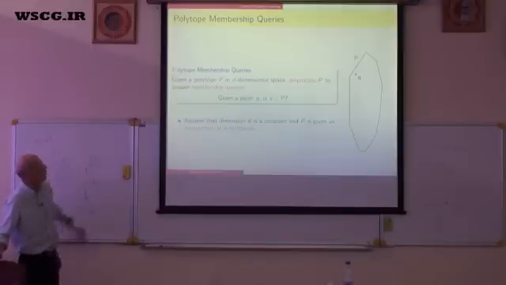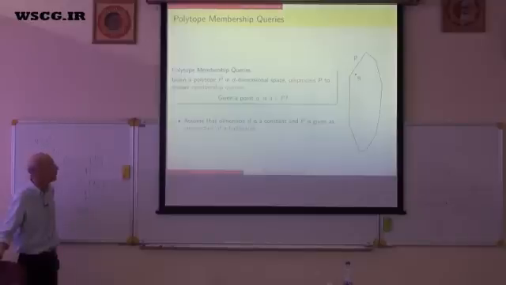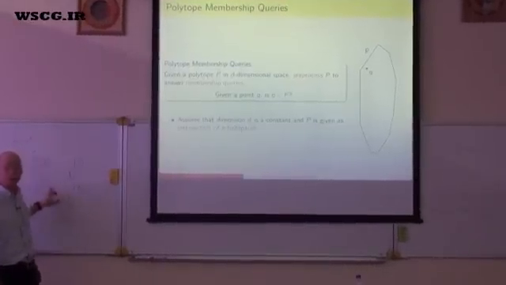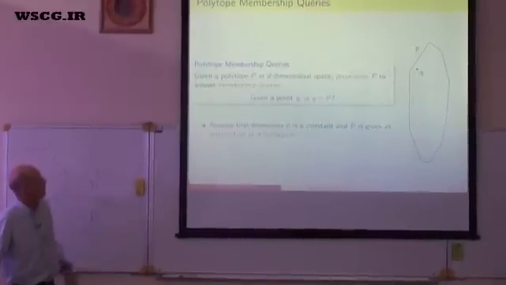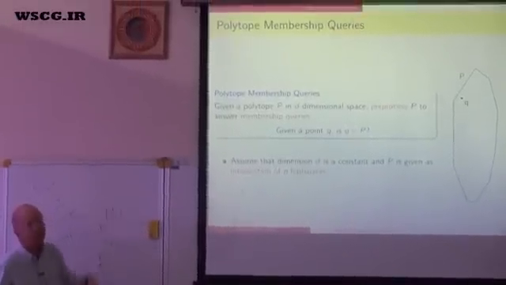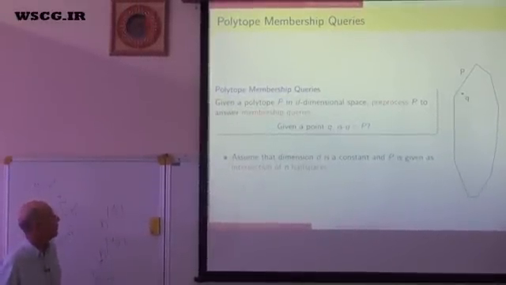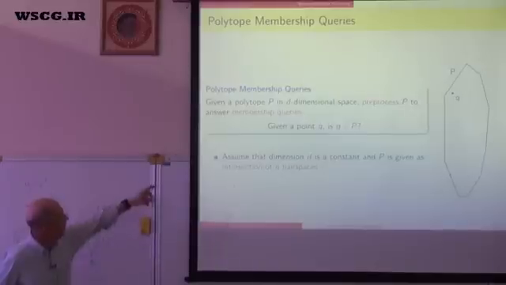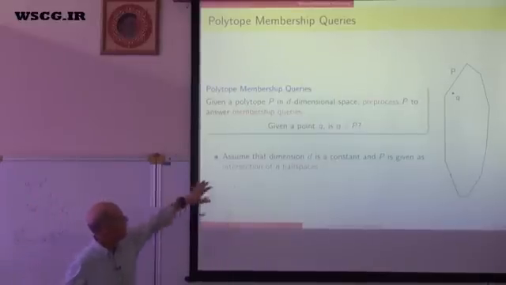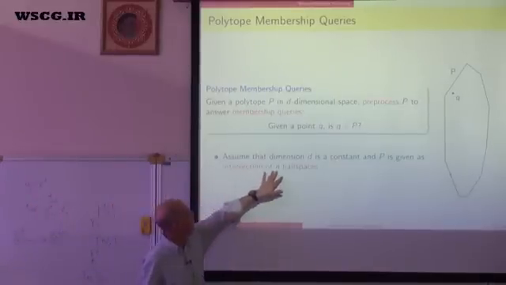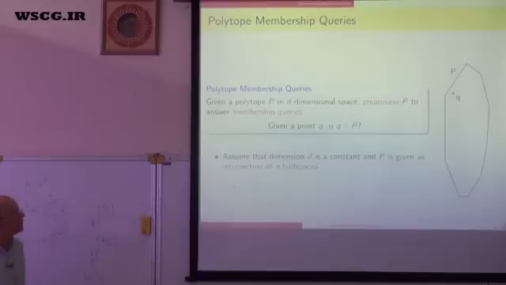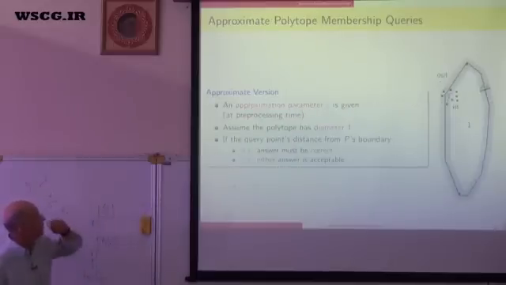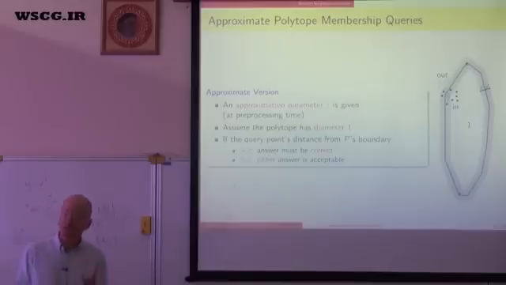I'm given a polytope P in d-dimensional space. Really, d is going to be d plus 1 when we apply this, but for now, let me just think of it as dimension d. I'm going to be given a point Q, and I want to know, is Q inside that polytope or not? I'm going to assume that the polytope is d-dimensional, and it is given as the intersection of half spaces, because that is what my reduction gives me here. And the approximate version of the problem will be stated as follows. I want to know whether Q is approximately in this.